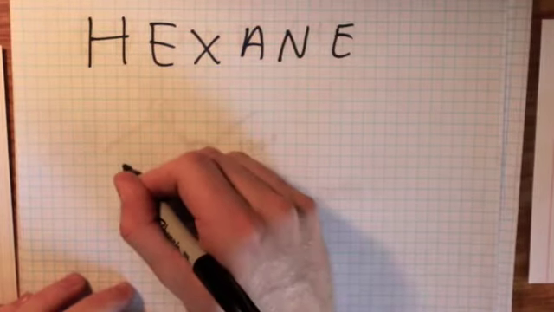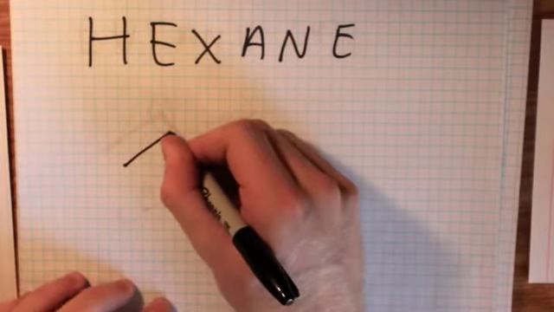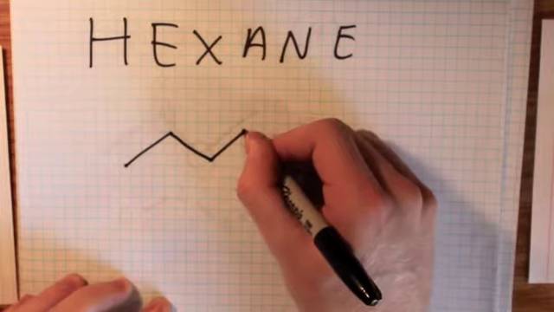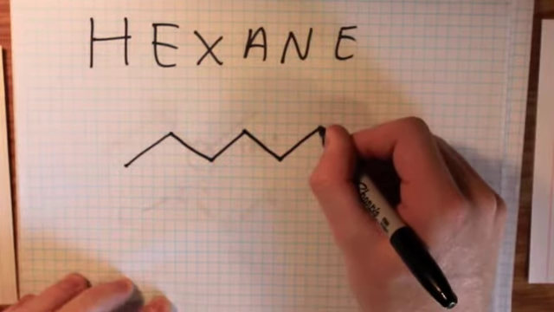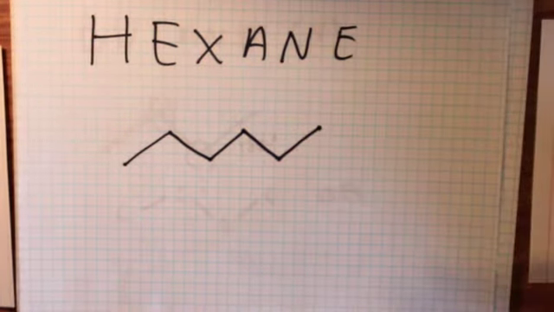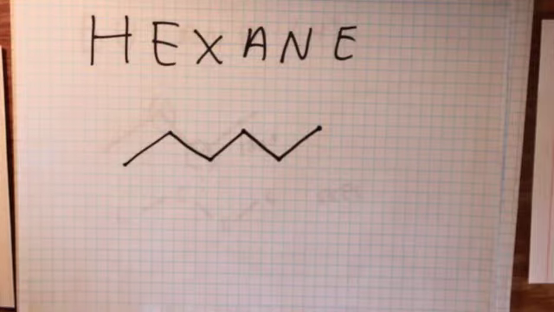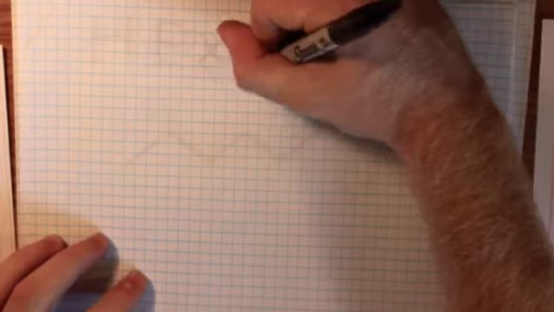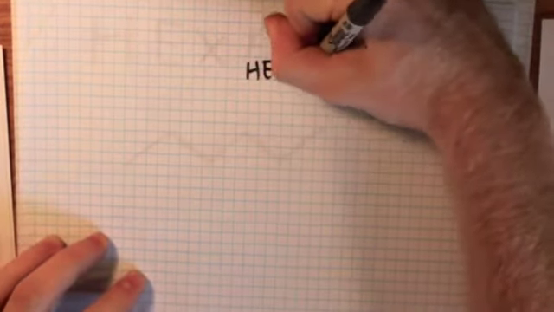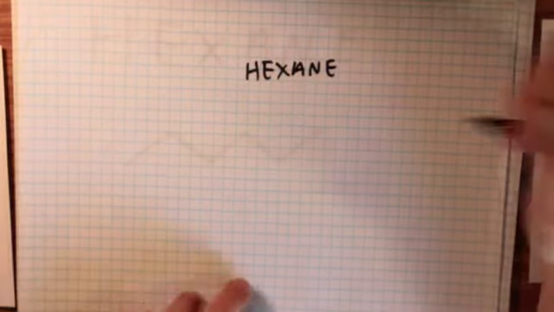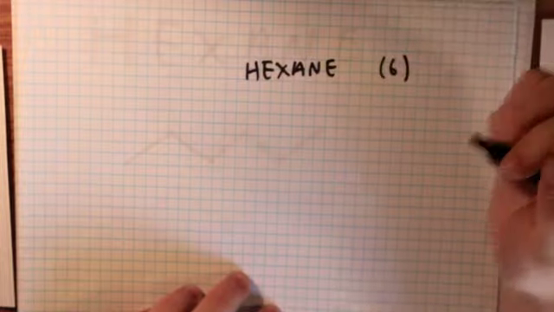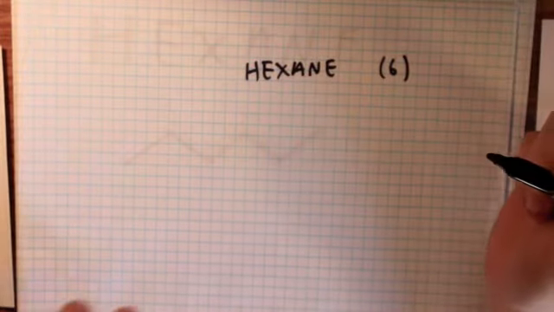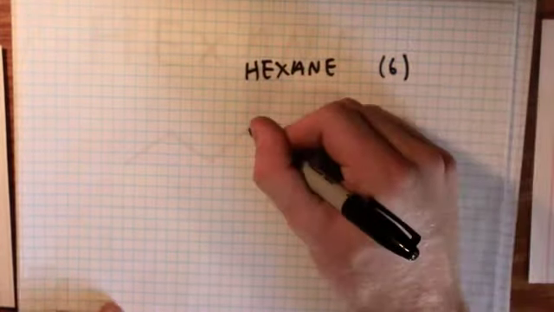6 carbons. 1 where I start, 2, 3, 4, 5, and 6 where my pen landed. Hexane. I know. Let's do something fun. What if we were to make a ring? What happens if we connect hexane head to tail? So we have 6 carbons, but instead of forming just a chain, they form a ring, kind of like a snake if it were to swallow its own tail.